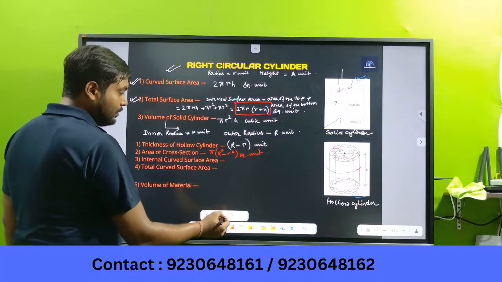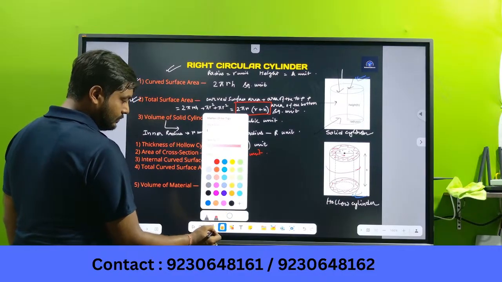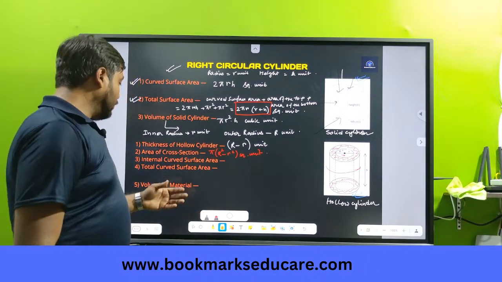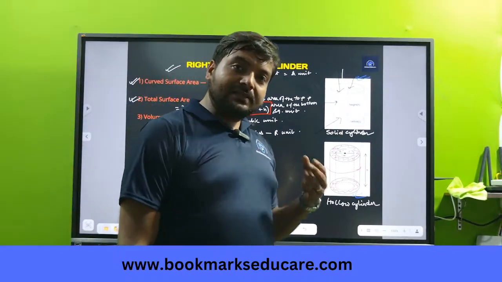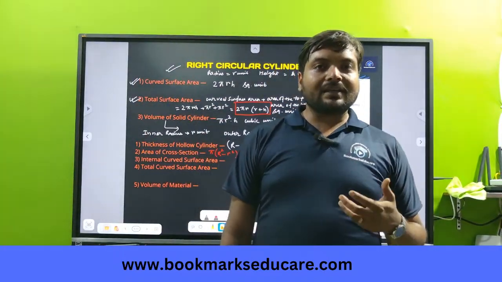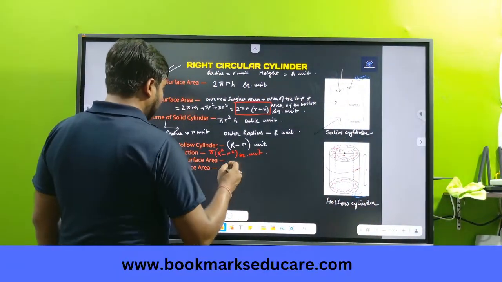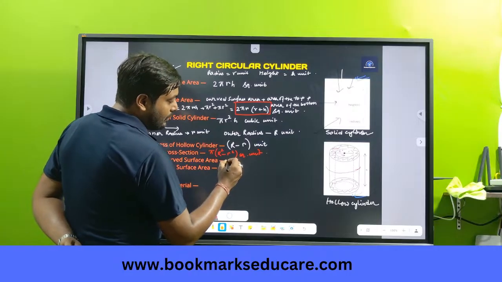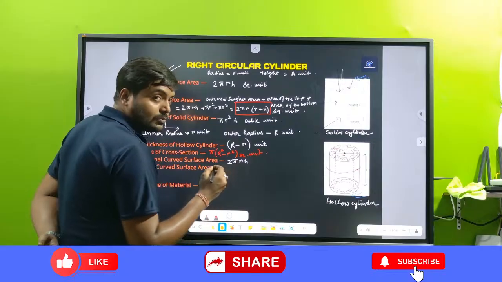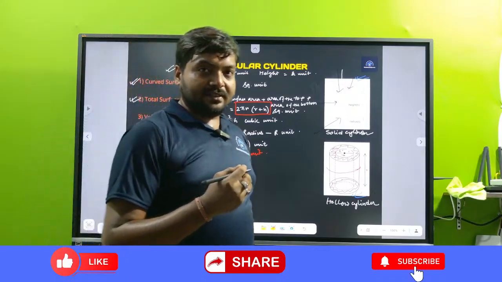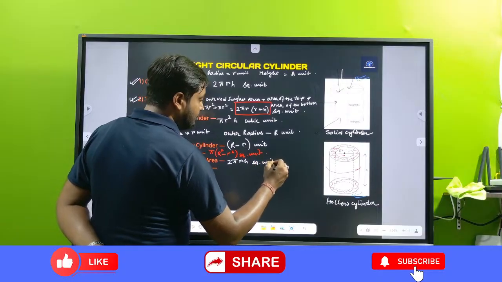So now first we will find the internal curved surface area. For the internal curved surface area, we will take the internal radius, or the inner radius, and then the formula will be 2 pi small r h, because small r was the inner radius, and the unit will be square unit.